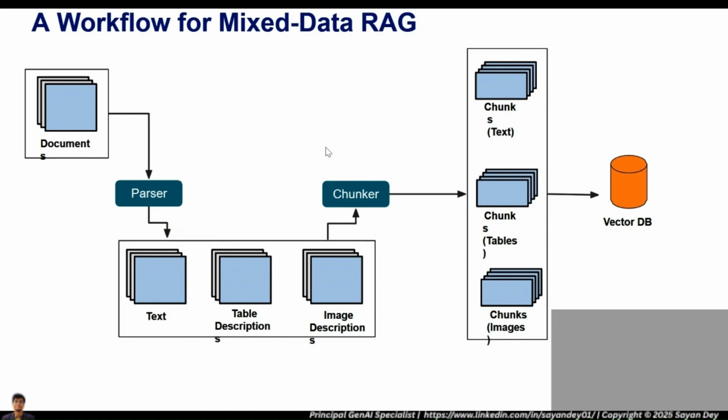Because as I told you, a PDF file will contain different types of data. It will contain text, it will contain tables, it will contain images. So what a document parser will do is take the data, read the document, and parse the text separately. It will parse the images separately, and it will parse the table separately. And then the chunking will happen.